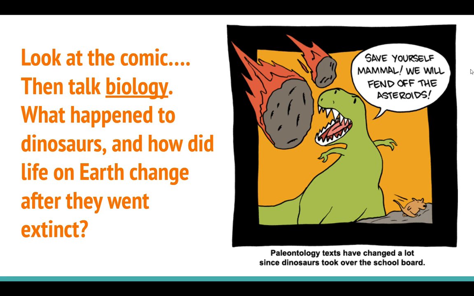So what do you know about this? Why did the dinosaurs go extinct and what happened then? There are lots of different ideas about what could have contributed to this. Probably the most popular one, and I think the one that's most scientifically accepted right now, has to do with an asteroid hitting Earth, that kind of deal. More importantly, how did life on Earth change when the dinosaurs went extinct? Obviously less dinosaurs. That's obvious.